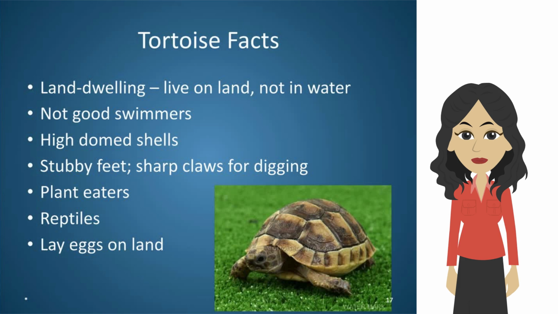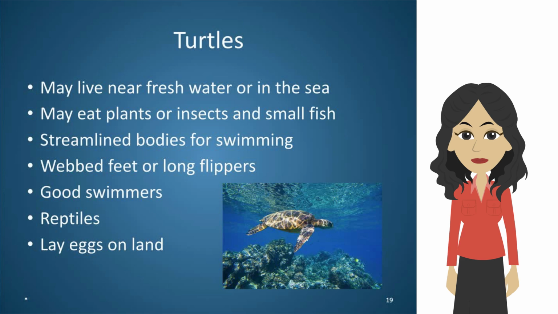We also know they're plant eaters. They're also reptiles. Do you know what a reptile is? So reptiles are animals that have dry and sometimes scaly skin. They breathe using lungs, and they lay eggs on land. Let's look at some of the things that we know about turtles.